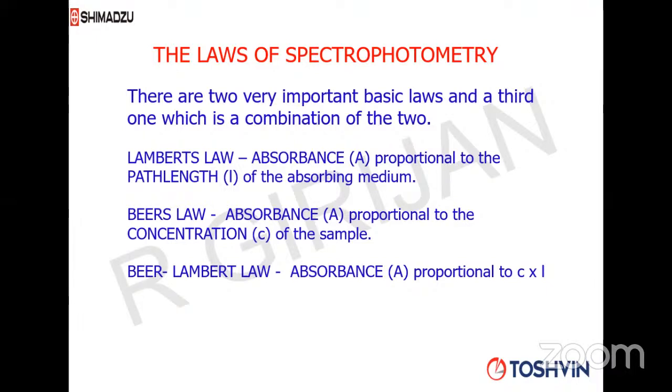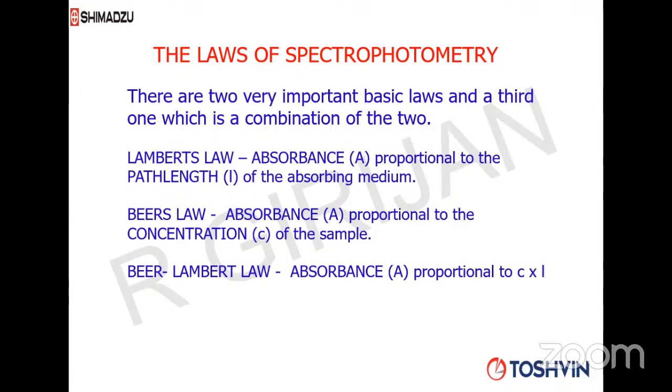So whatever reading I get on the instrument when I keep the sample in the sample compartment, that is my absorbance value. And this absorbance is directly proportional to the path length. This simply means if I increase the path length, my absorbance also will increase. Direct proportion. That is Lambert's law. The second one is Beer's law. Beer's law states absorbance is directly proportional to the concentration of your target compound. That means if the concentration is more, your absorbance value is also going to be more. Again, it's a direct relation.